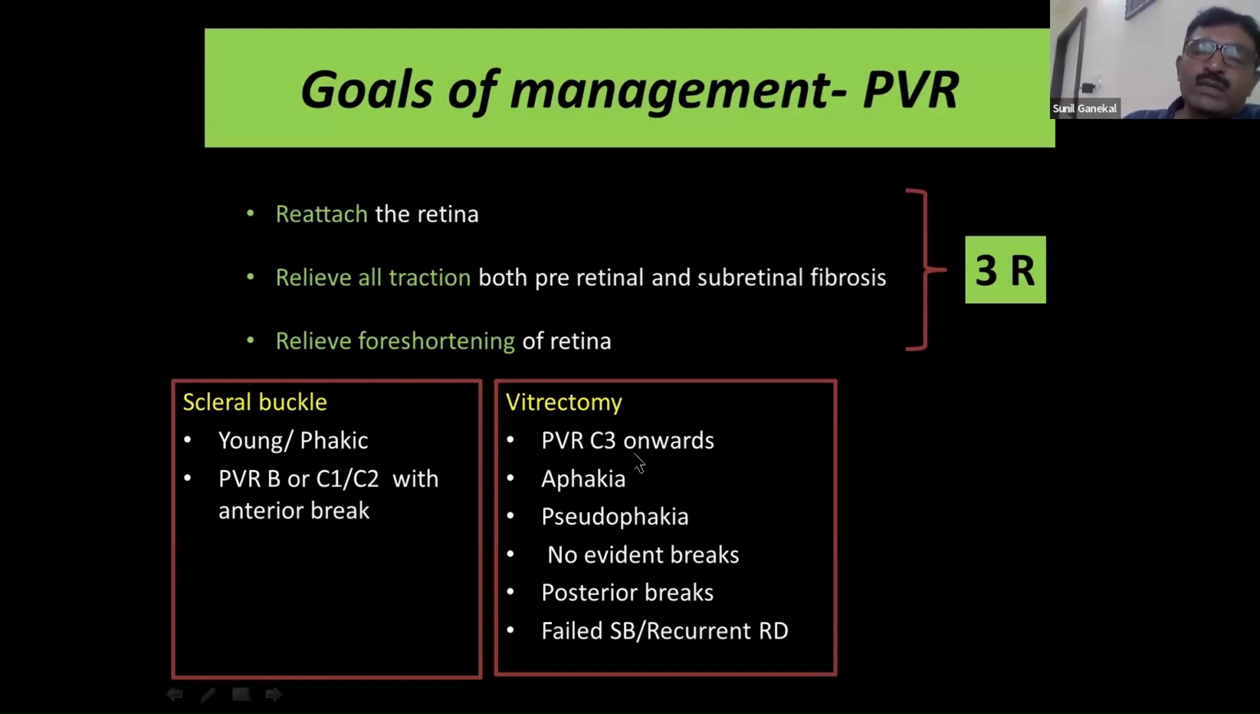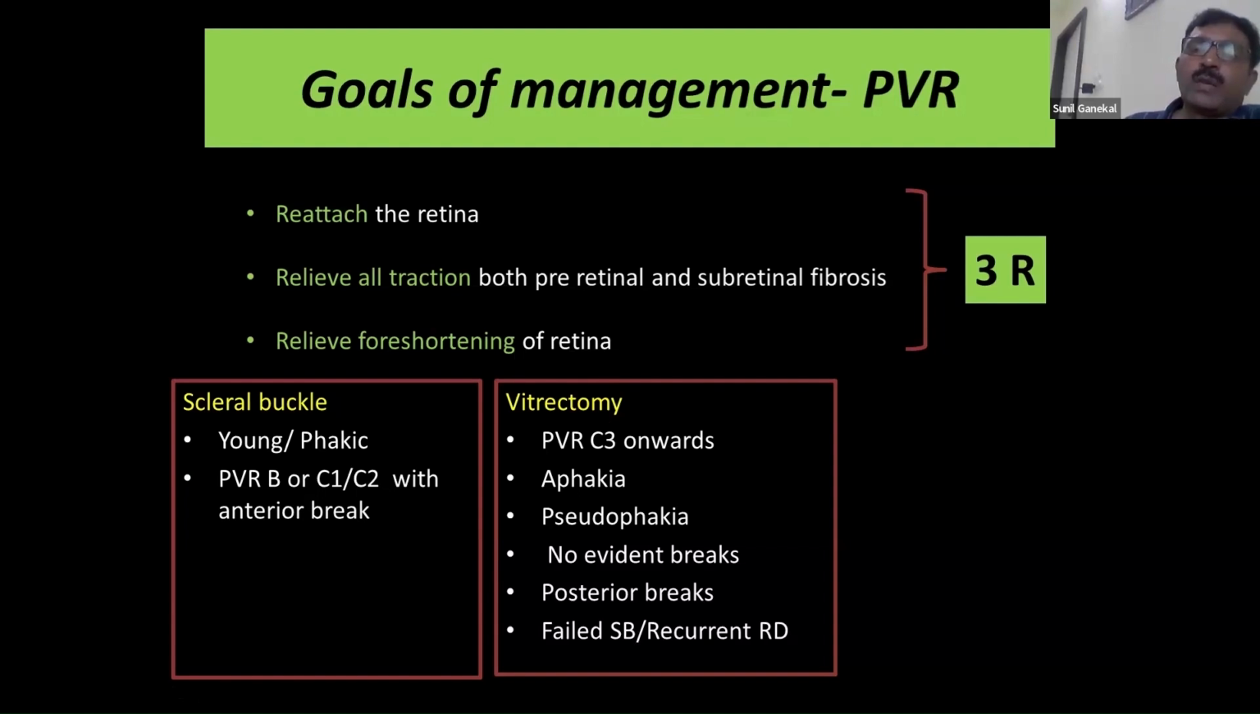Vitrectomy, definitely yes, if it is grade C3R and above, or in aphakia, pseudophakia, or when there are no evident breaks on clinical examination. Also when the break is quite posterior for scleral buckling. Failed scleral buckling and recurrent RD are some of the indications for vitrectomy. In some cases you may have to combine both vitrectomy and scleral buckle based on the clinical scenario.